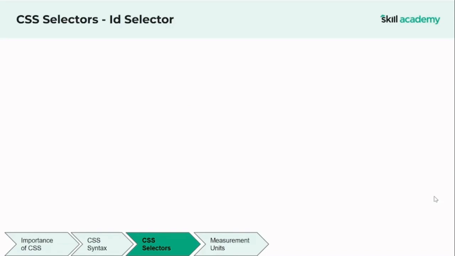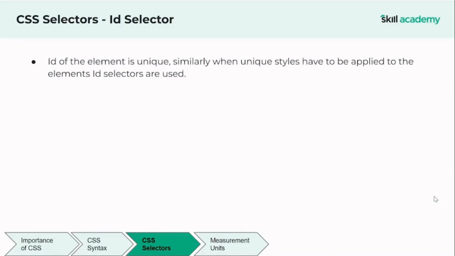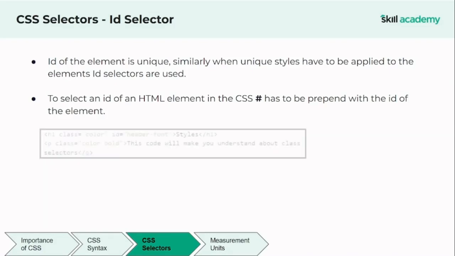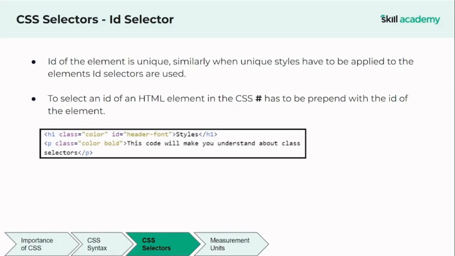Next, coming to the ID selectors, the ID of an element is unique. Similarly, when any unique styles have to be applied to elements, then ID selectors can be used. To select the ID of an HTML element, we need to use the hashtag, prepending it to the ID of the HTML element. Let us look into the example.